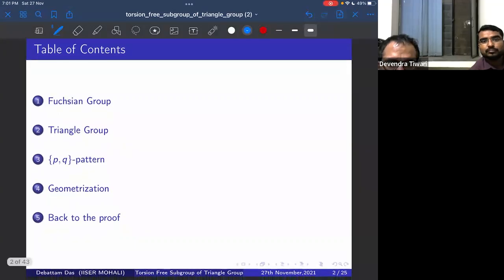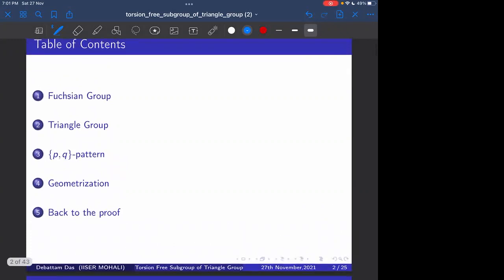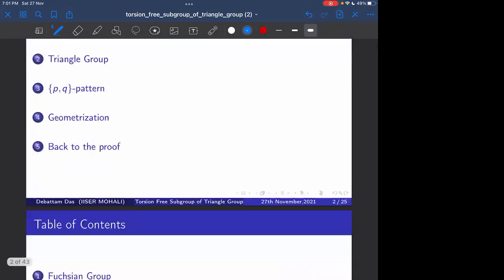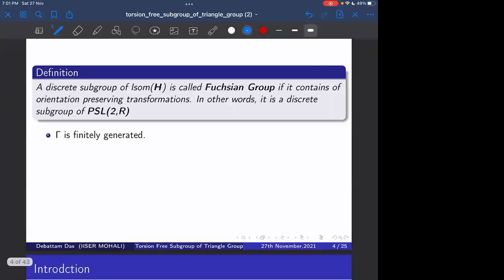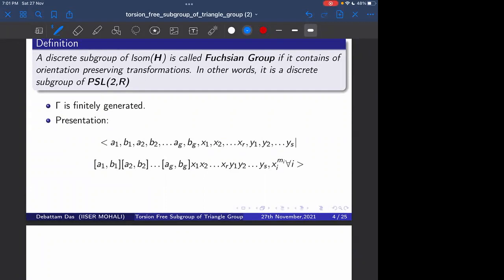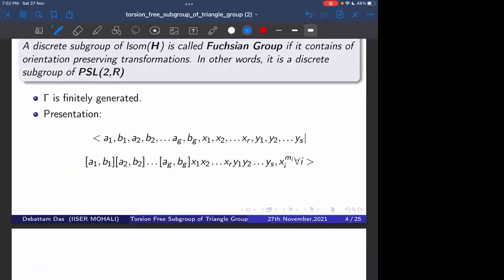So first we see some basic things. I'm going to skip the definitions, like the definition of Fuchsian groups, which is a discrete subgroup of PSL2(R), and it is finitely generated and presented like this. We call g the genus, with r elliptic points and s cusps.